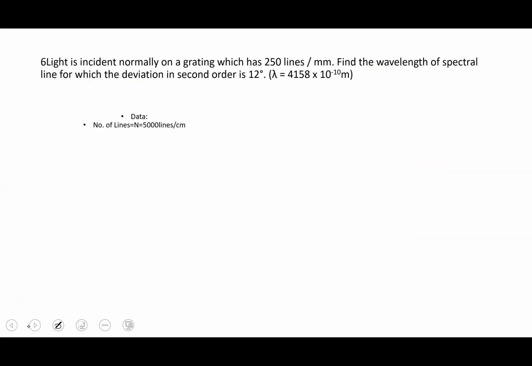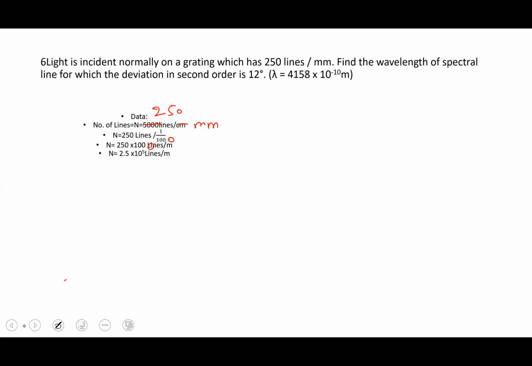So here is the data. The number of lines is not 5,000 now, it is 250, and instead of centimeters we have millimeters. In the earlier case we converted using 100; now we use 1000 to get meters. So in this case it will be 250 into 1000.